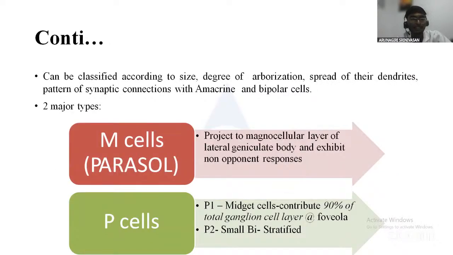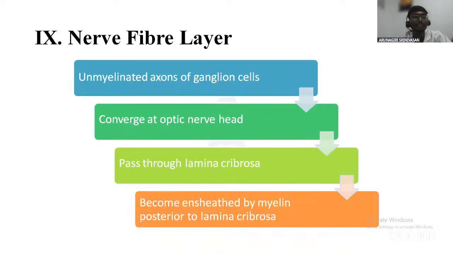Ganglion cells can be classified according to size, degree of arborization, spread of their dendrites, and pattern of synaptic connections with amacrine and bipolar cells. There are two major types, M cells and P cells. M cells project to the magnocellular layer of the lateral geniculate body and exhibit a non-opponent response. P1 midget cells contribute 90% of the total ganglion cell layer at the foveola. P2 are small and stratified.